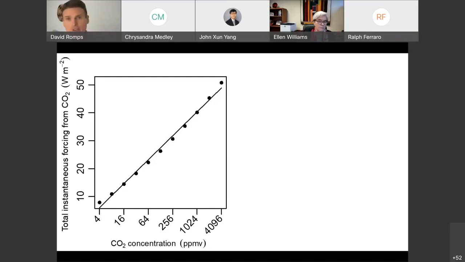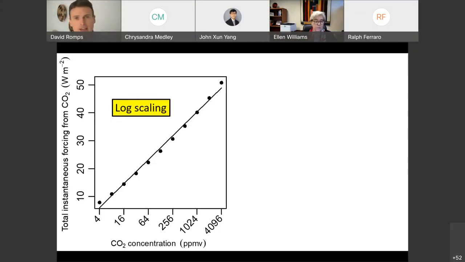And the y-axis is the total forcing. Again, net outgoing without the greenhouse gas minus net outgoing with this concentration. And you see that the total forcing is linear, or approximately linear, in the log of the concentration. This is what we refer to as log scaling.